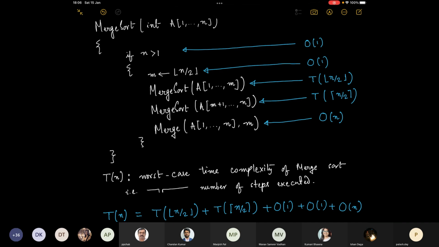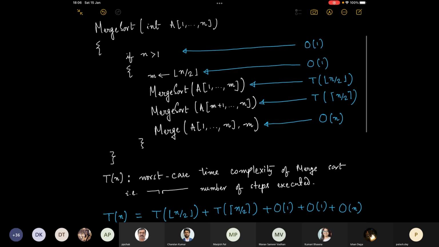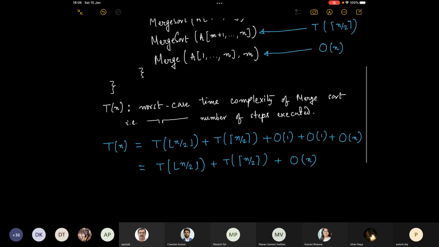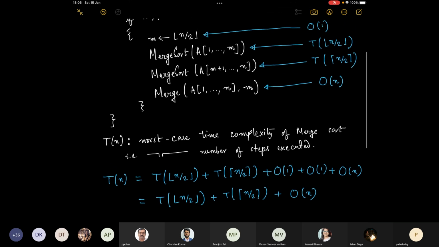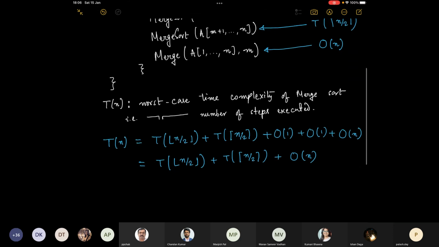So what is T(n)? T(n) is the sum of all these steps. So T(n) is T of floor of n by 2 plus T of ceiling of n by 2 plus order 1 for the if statement comparison, plus order 1 for m equal to floor of n by 2, plus order n for the last step, merging.